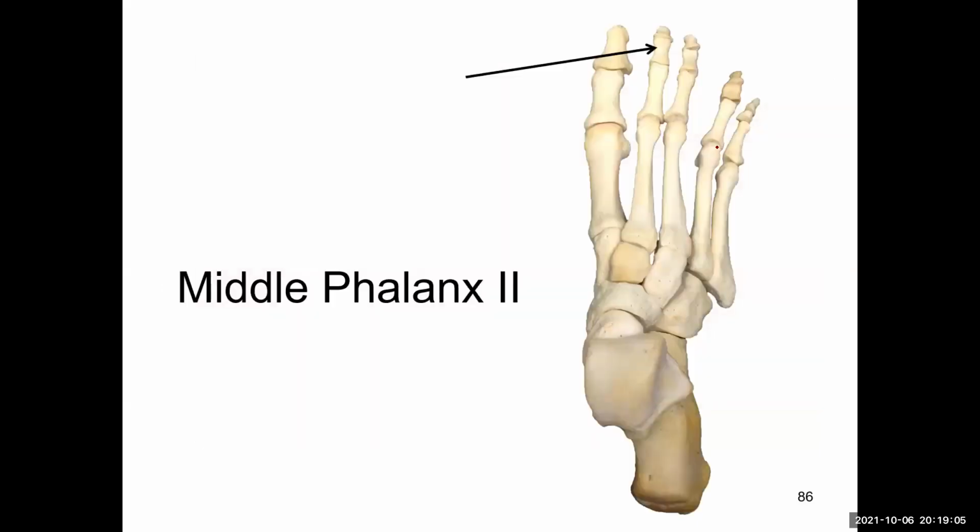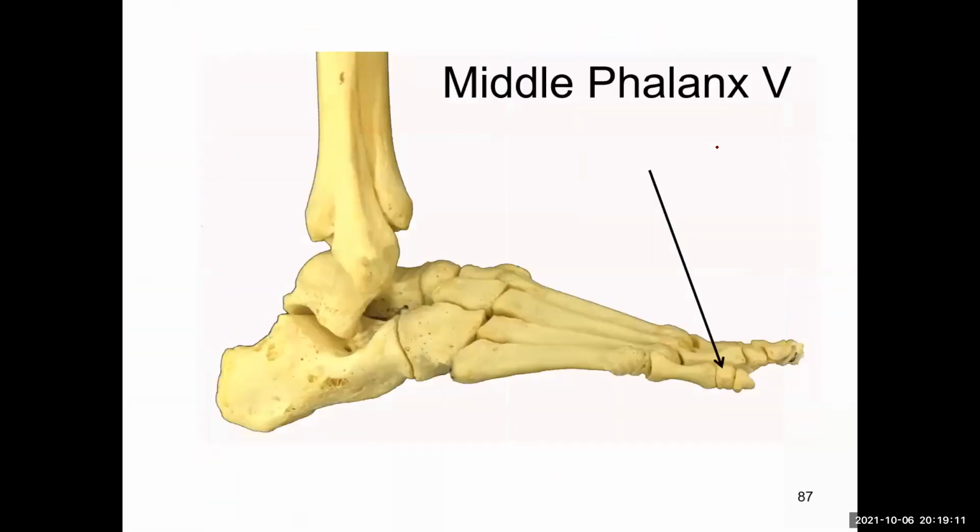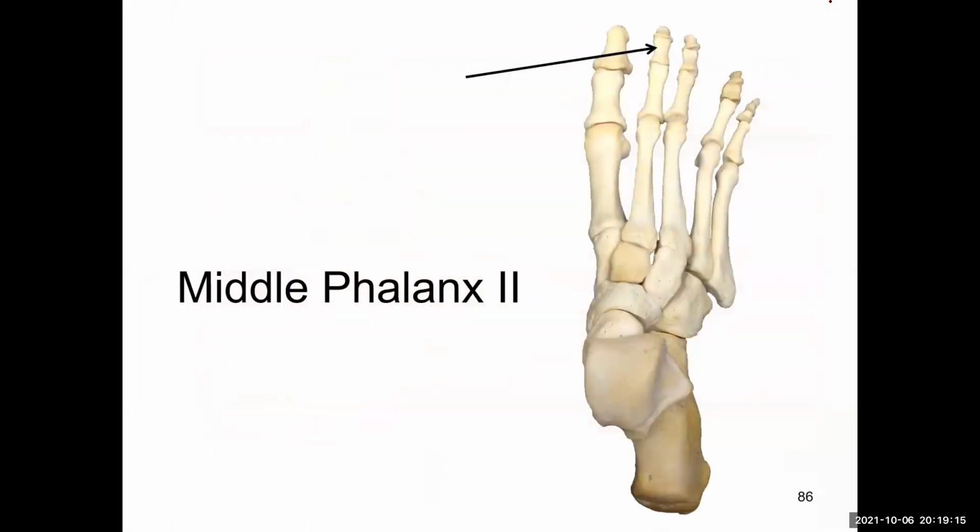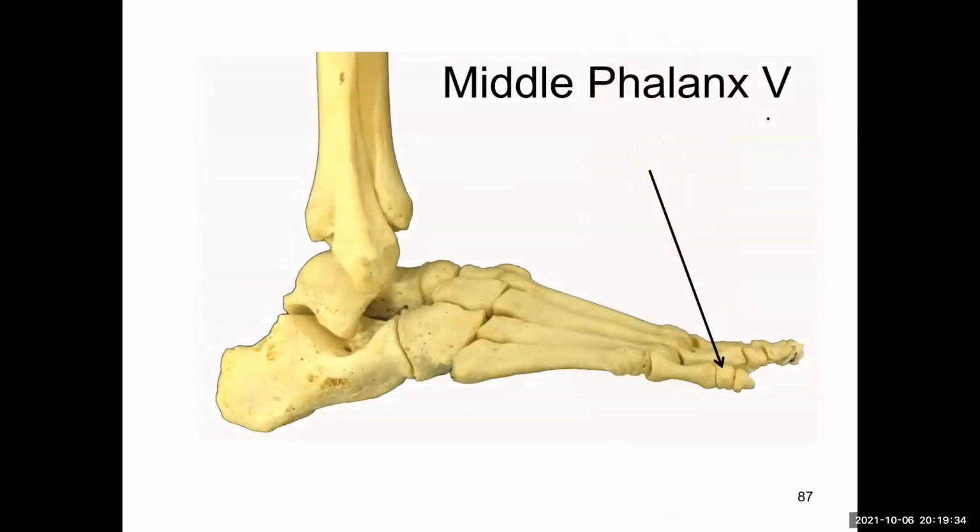Then you have your middle phalanges, but you only have 4 of them. Middle phalange for your second digit, and the middle phalange for your 5th digit. So here's the middle phalange for the 3rd, and there's the middle phalange for the 4th. And the middle phalange for the 5th, it's tough to see. I don't know why it always does that. You can see it better here.